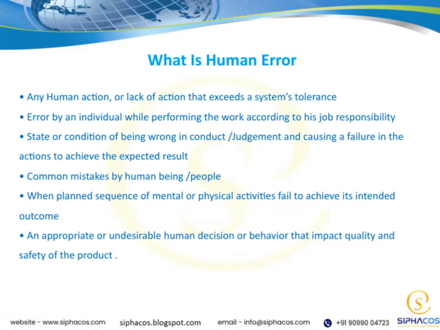When we talk about human error, we're referring to any human action or even a lack of action that goes beyond what a system can tolerate. It's important to understand that errors can happen when someone is performing their job, whether it's a mistake in judgment or simply doing something differently than planned. Human error also includes states or conditions where someone is wrong in their conduct, which can lead to a failure in achieving the expected result.